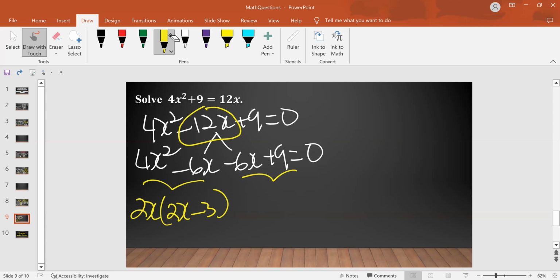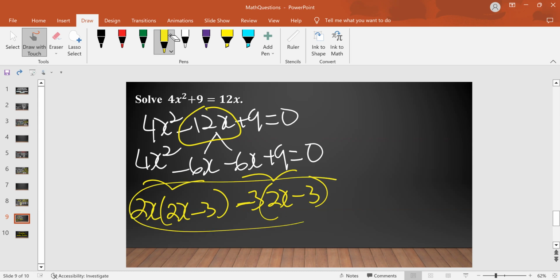The other side, the GCF is going to be -3. Now, parentheses, 2x minus 3. Let's check. -3 multiplied by 2x is -6x. -3 multiplied by -3 is +9. And yes, at this step, you must get the same expression inside the parentheses, so the same factor.